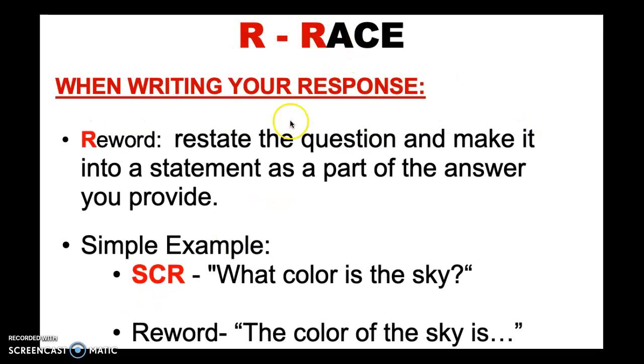The R, when writing your response, stands for reword or restate the question and make it into a statement as part of the answer you provide. Simple example, SCR, what color is the sky? So this whole entire RACE response is going to be about this question, what color is the sky? You're going to restate the question in your answer starting with the color of the sky is. That is restating the question in your answer. So what color is the sky? The color of the sky is. That's how you would restate it.